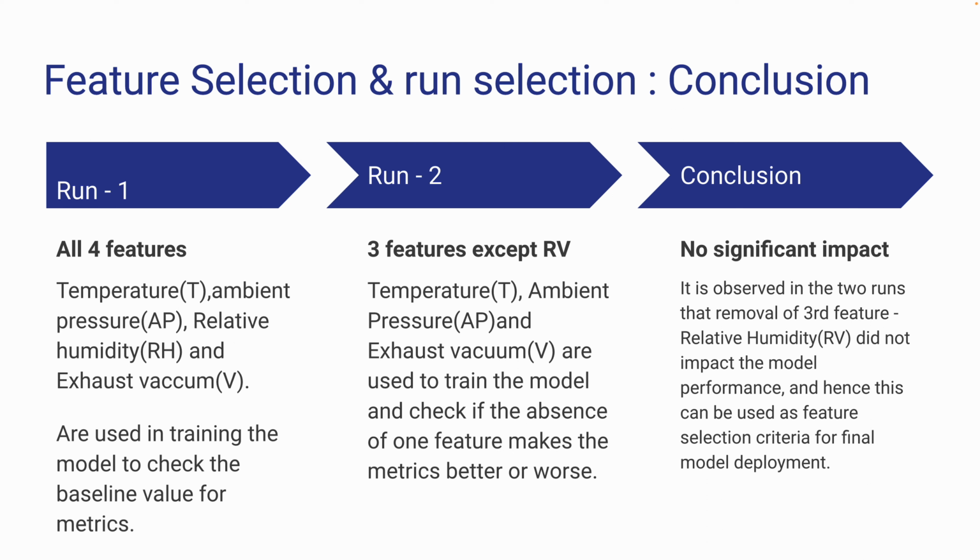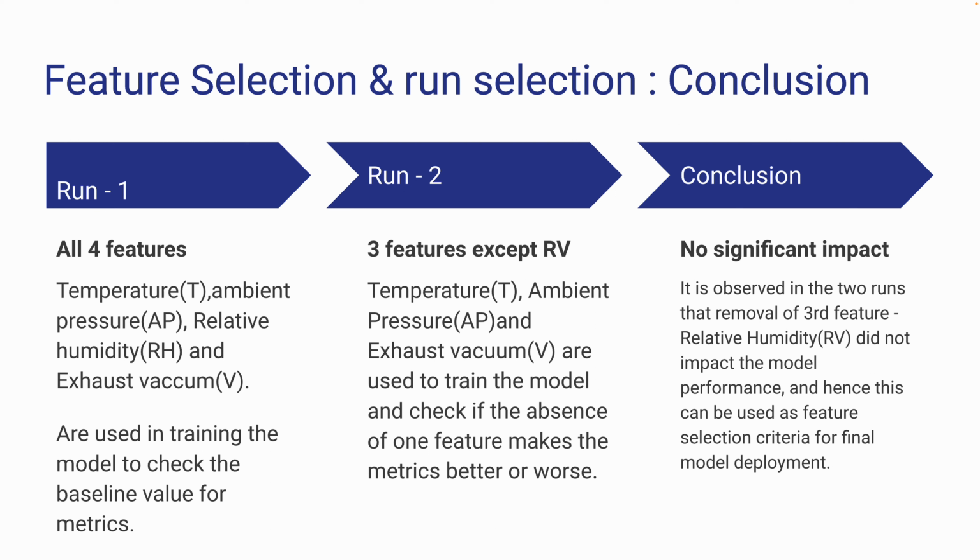Coming to the feature selection and run selection, I have chosen to run 2 sets, and the purpose of doing the 2 runs is to check if I can reduce the feature set by a feature, which is relative humidity. The first run I have done with all the 4 features for the baseline metrics, and in the second run I have removed the feature relative humidity and retrained the model to check if the metrics will be better or worse.